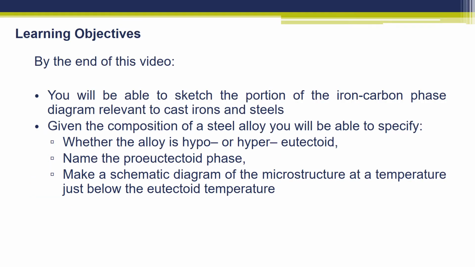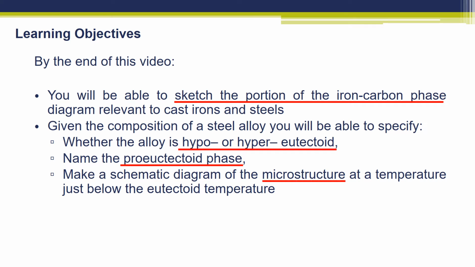We are not going to be able to go into the full details, but hopefully by the end of this video, you will be able to sketch the portion of the iron-carbon phase diagram relevant to cast irons and steel. Given the composition of a steel alloy, you will be able to specify whether the alloy is hypo or hypereutectoid, name the proeutectoid phase, and make a schematic diagram of the microstructure at a temperature just below the eutectoid temperature.